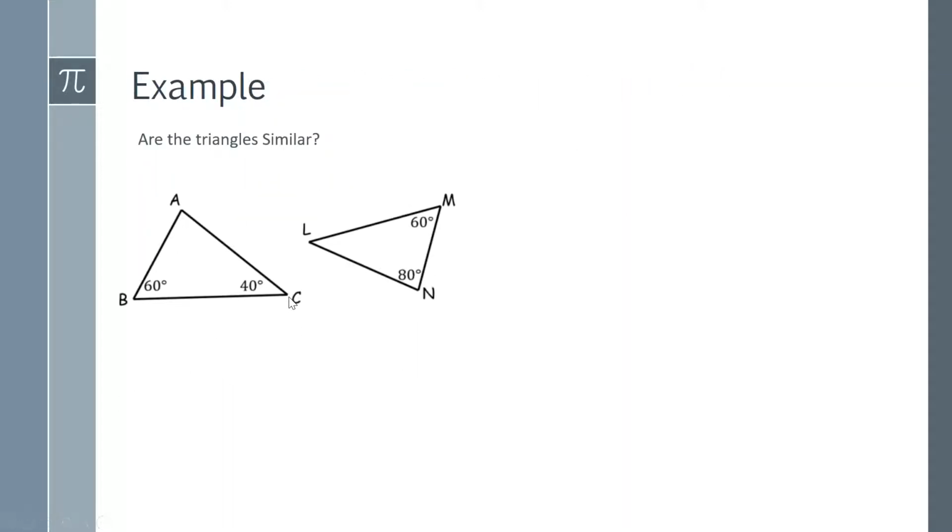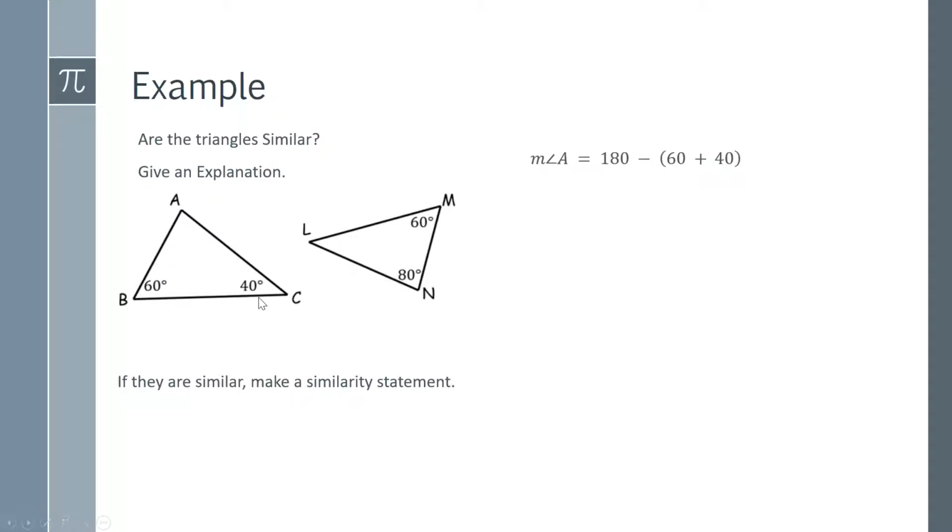So are these triangles similar? Well, I can see that I have one angle that is congruent. I already have that, but I don't have another. So I might have to do some work here. So we're going to have to give an explanation of why these are similar, excuse me, not congruent. And then we're going to make a similarity statement with a reason. So first of all, what we can do here is we're going to use some rules that we learned about triangles, that the sum of all three angles of a triangle equals 180, to figure out what angle A is.